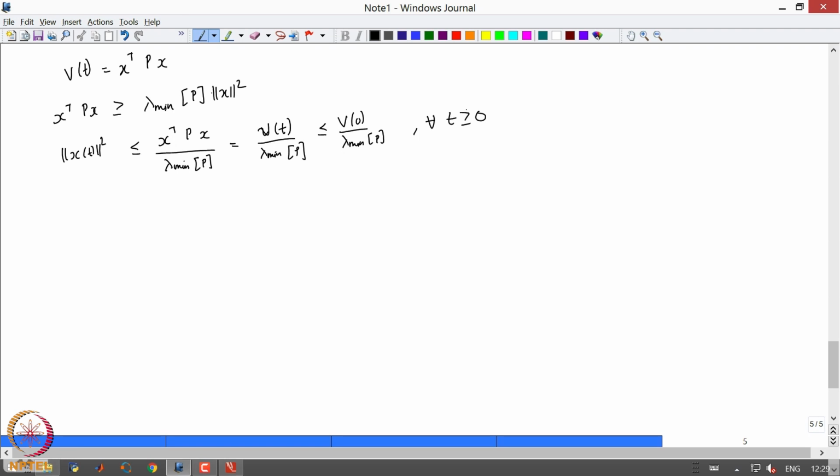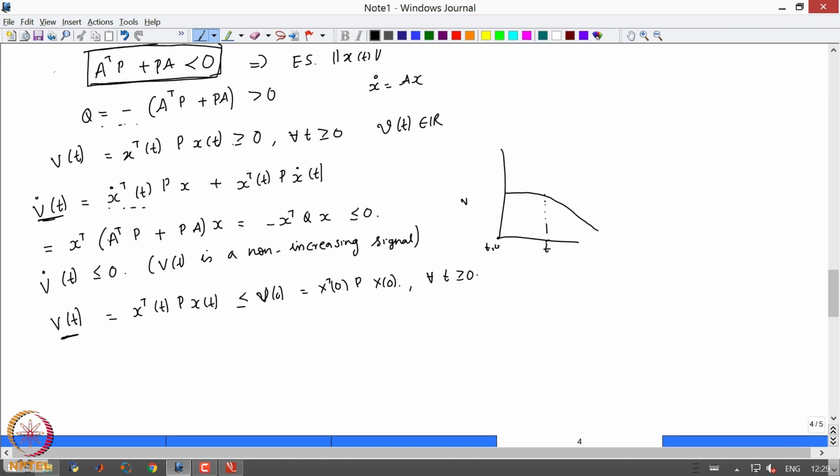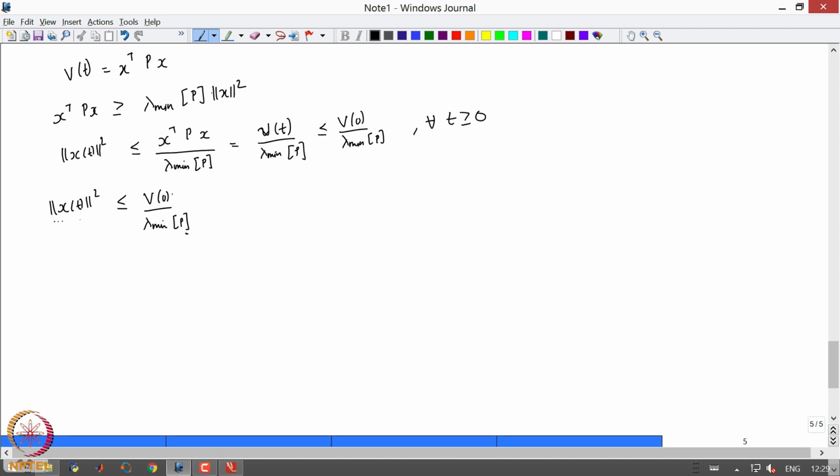Okay, so what does this mean? If I just take these two expressions, V of 0 over lambda min of P. Okay. So, this is known to me, the value of the function at 0, and P is also known to me, right, because I assumed that there exists a P which satisfies this inequality. Now, what does this tell me about the solution? It tells me that the solution is uniformly bounded.